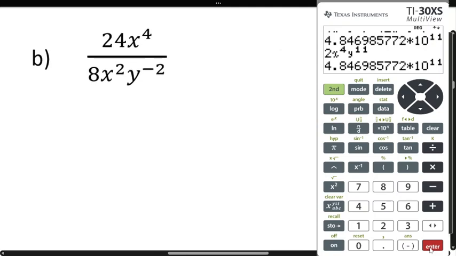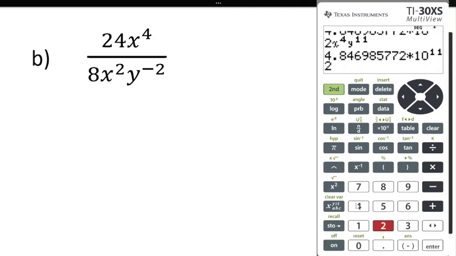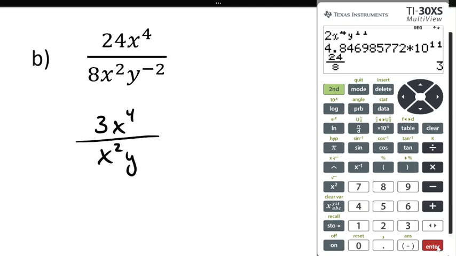The next one has this 24 over 8, and there's a numerator with a 24 on the top and an 8 on the bottom. So if I look at 24 on the top and an 8 on the bottom, that goes in evenly, and it's just the number 3, right? So 24/8 is the number 3. So the first thing I'm going to do is I'm just going to write this becomes 3 times x to the fourth power over x squared y to the negative second.